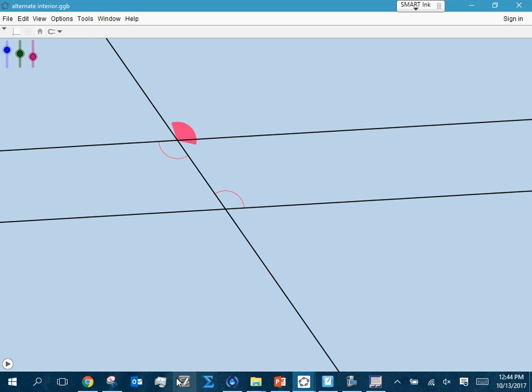You might want to look at this bottom one here and that bottom one there. They are as well corresponding, correct? Do they look like they could be cut and pasted and put on top of one another? So corresponding angles are congruent.